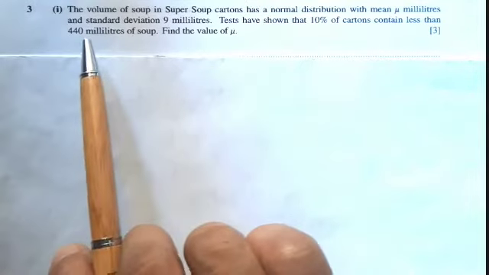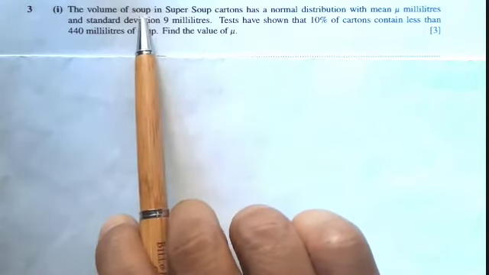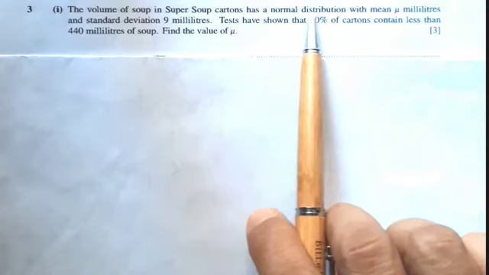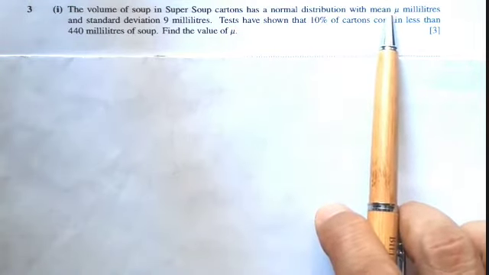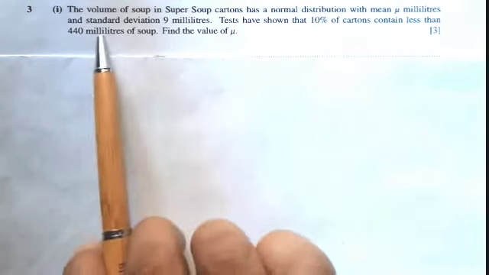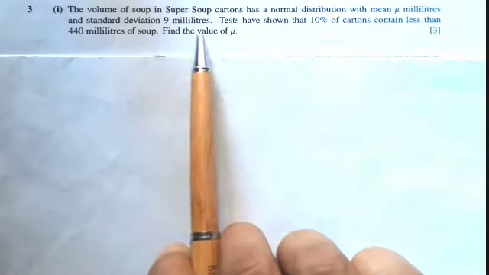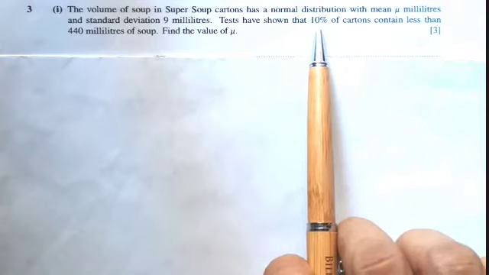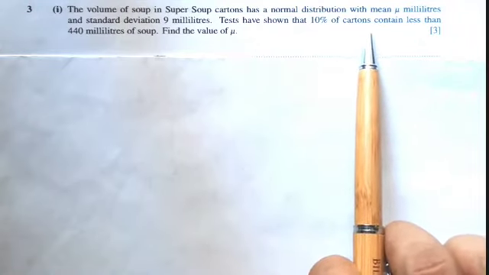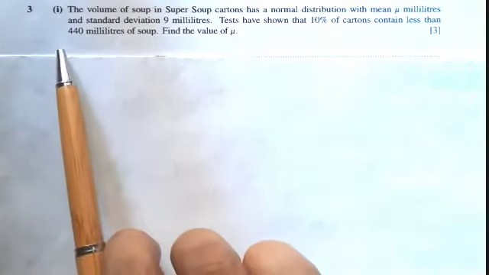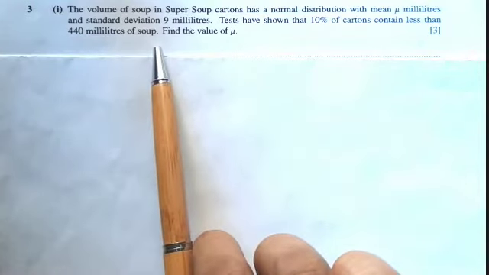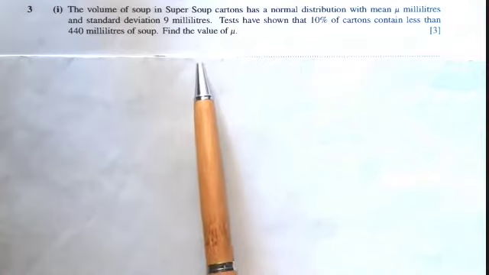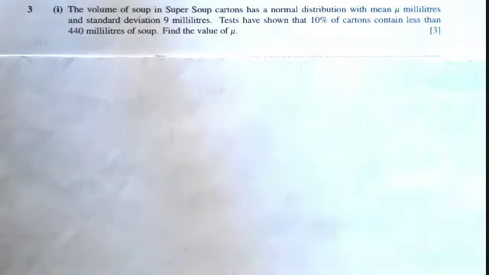Question number 3. The volume of soup in a super soup carton has a normal distribution with mean mu milliliters and standard deviation 9 milliliters. Tests have shown that 10% of cartons contain less than 440 milliliters of soup. Find the value of mu, so find the value of the mean.